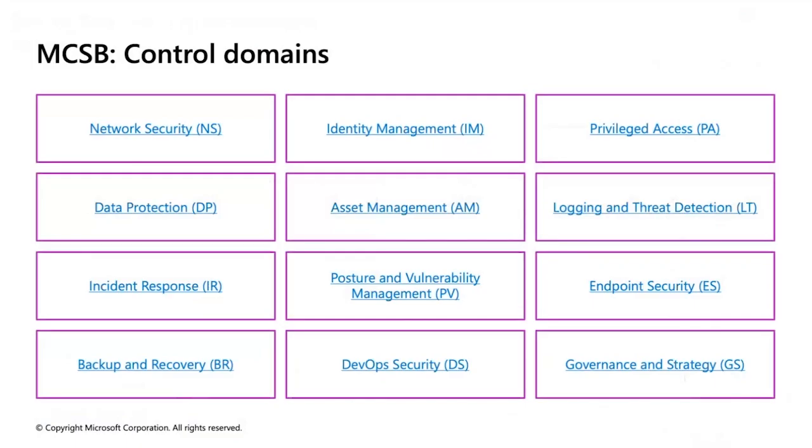Recommendations for identity, network, privileged access, asset management, data protection, endpoint security. We get different recommendations. So as soon as we are going to deploy something in the cloud, MCSB gives you these recommendations. This MCSB is part of MDC, Microsoft Defender for Cloud. Under that, you get this MCSB control domain list, and if you have resources in your cloud environment, you get the recommendations under these lists.